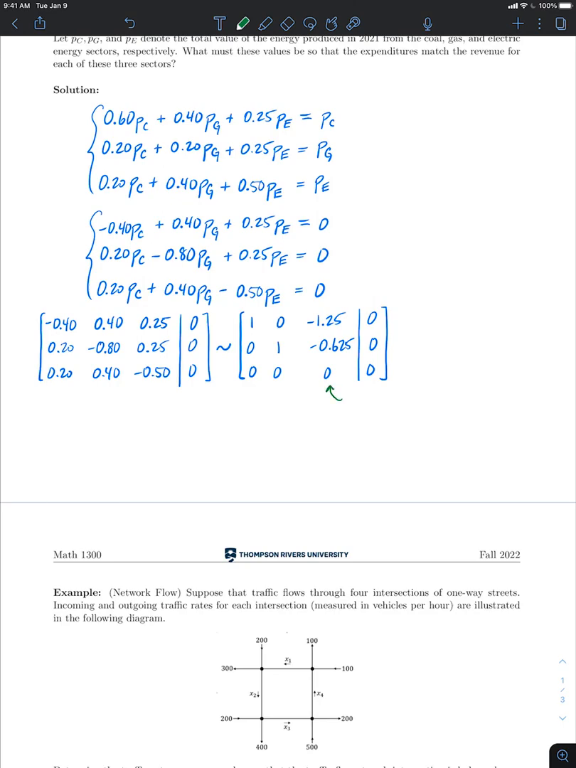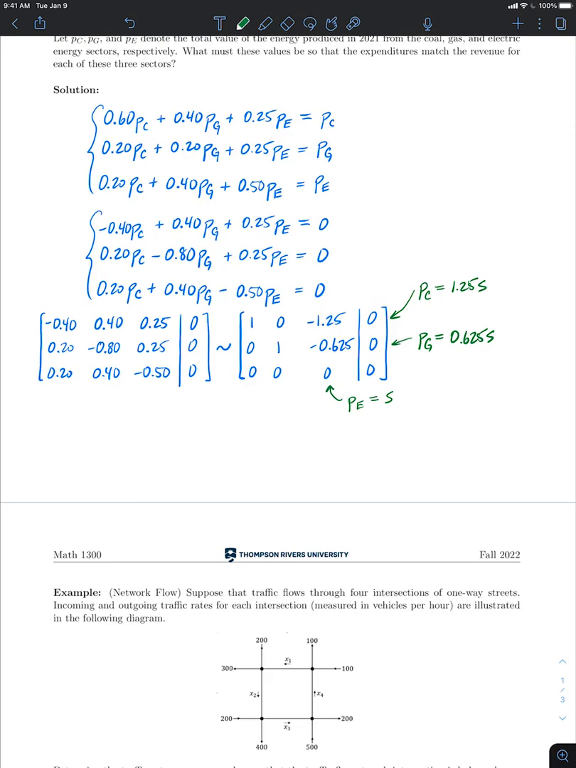So let's do that now. So we'll let P sub E be a parameter. Let's call it S. And then what's going to happen? Well, for the other two variables, we'll have to write down the equations that correspond to the pivot rows. So the second equation is going to give us P sub G is equal to 0.625 times S. And the first equation is going to give us P sub C is equal to 1.25 times S.